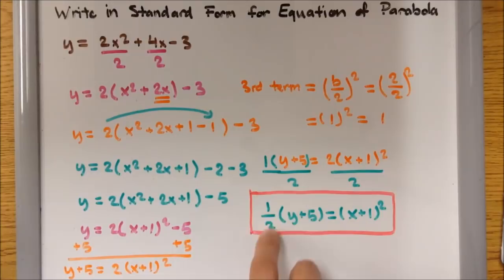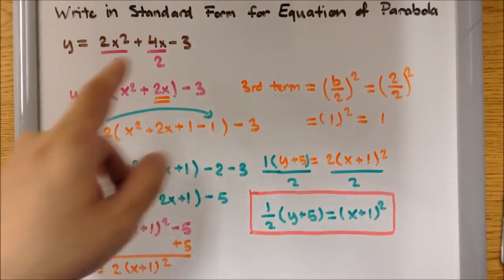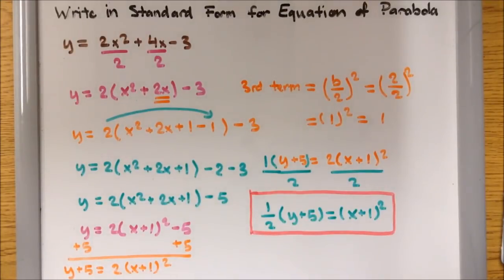The reason I put the number in front of the parenthesis is so that you can easily see that it ties into the standard form when you're trying to find the p-value, or it ties into 4p. So make sure you're very familiar with completing the square. This is how to work it when you're given an equation and writing it in standard form for the equation of a parabola.